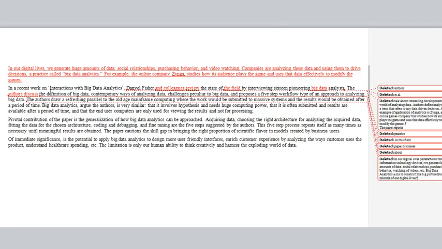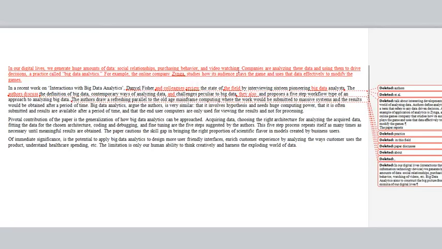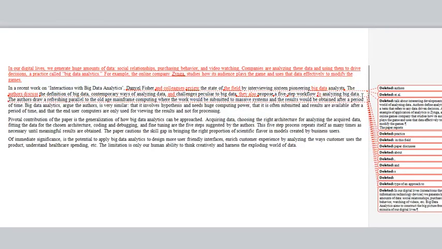So let's make this a list. The authors discuss the definition of big data, contemporary ways of analyzing data, and challenges peculiar to big data. Wrap that list up and then start with the next idea about proposing. So they also propose a 5-step workflow. And then we get type of an approach to analyzing big data. Well, we don't need any of that, right? So we just say they propose a 5-step workflow for analyzing big data. We don't need the type of approach to, right?